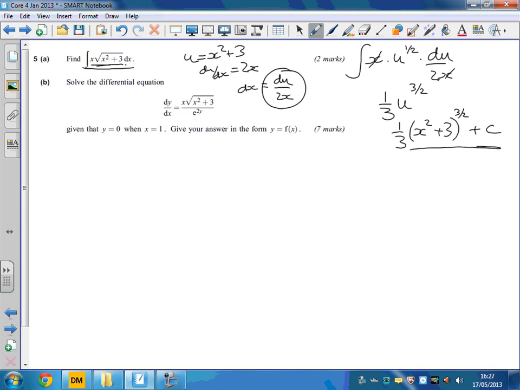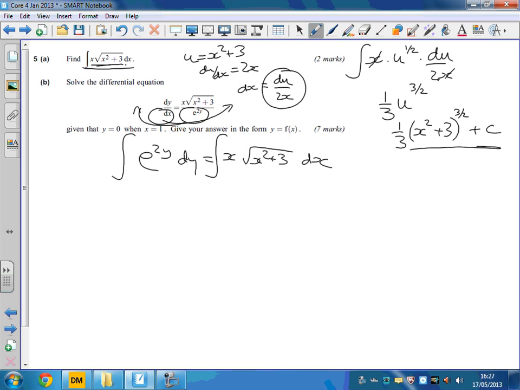The differential equation. You do the differential equations by separating the variables. The dx is going to come up here, and the y's are going to go up there. So we've got e to the 2y dy equals x, the square root of x squared plus 3 dx. Stick an integral sign in front of both of them, and you've got your first mark. Now we're going to integrate both of these.